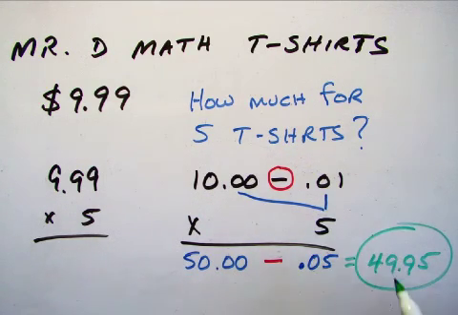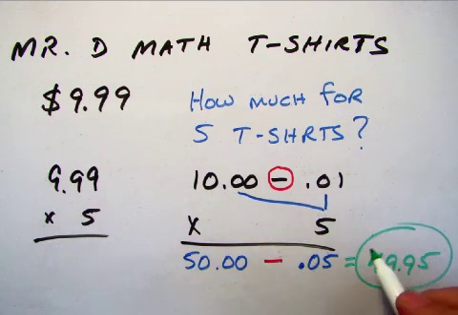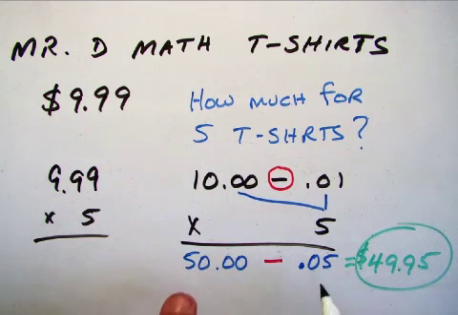And there it is. How much is it going to cost me to go in and buy 5 Mr. D Math t-shirts at $9.99? It's going to cost me $49.95. Just like that, I worked this out. Now, you could do it the other way, but think about if you're in the store. I'll bet right now you're saying, you know what, I could do that in my head. Right now, I don't even have to think about it.